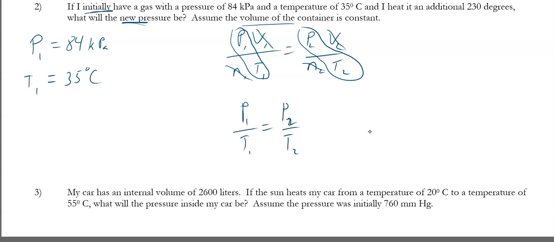Okay, now what is P2 and T2? We're given T2, and I'm going to draw a line here between the before and after. So this is initial and this is final. T2, it says that we've heated this an additional 230 degrees, and so basically we need to add 273, so 35 plus 273. Okay, when I add that up, it gives me 298.